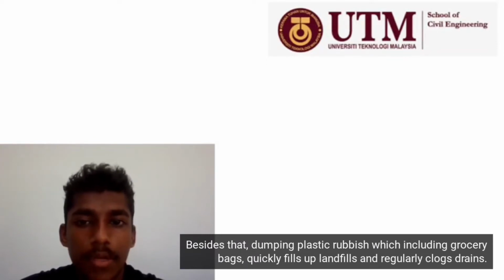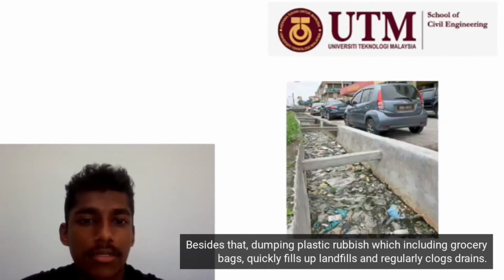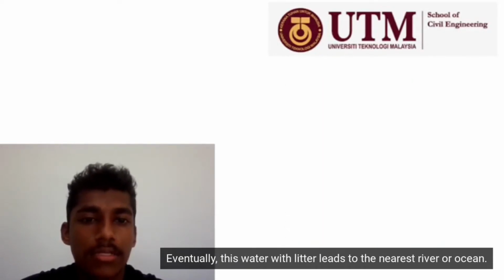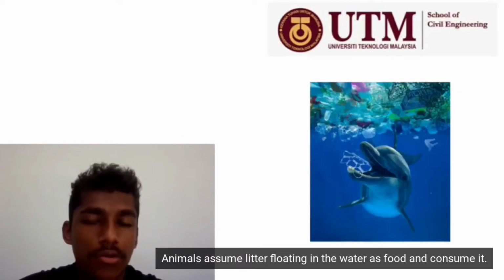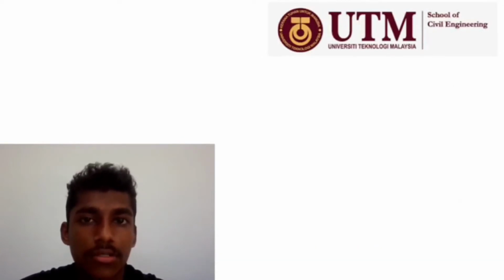Besides that, dumping plastic rubbish, including grocery bags, quickly fills up land and regularly clogs drains. Eventually, this water with litter leads to the nearest river or ocean. Then animals assume litter floating in the water is food and consume it. This causes aquatic life to become extinct.